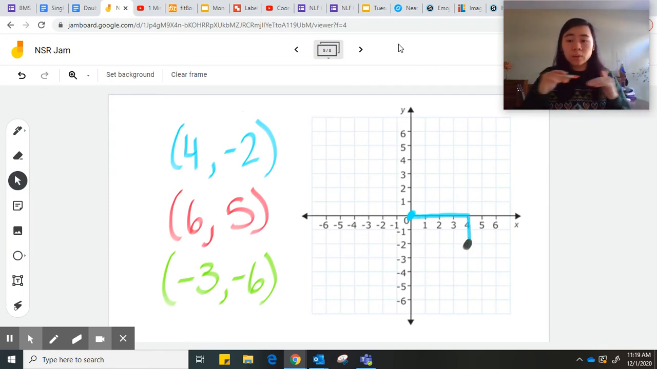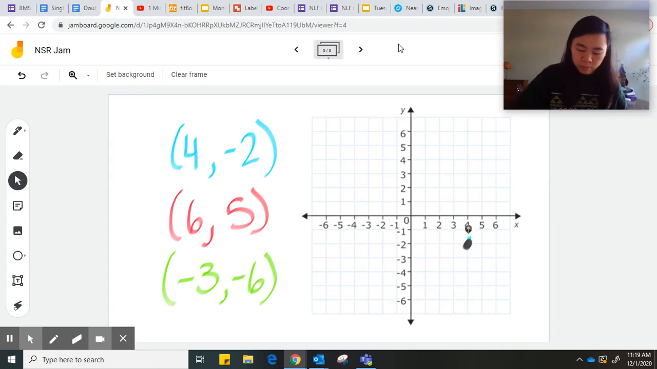Now, you always want to go left and right first. This first number is the x. The second number is the y. We're always going left and right first and then up and down. So we started here, go left or right. My first number is 4, so I went to 4. And then I'm going to go down 2 because it's negative. Down 2, so this is my point. All right, I'm going to go ahead and erase my path.